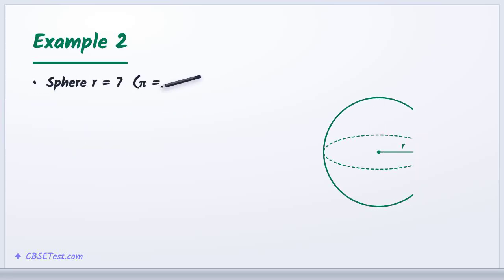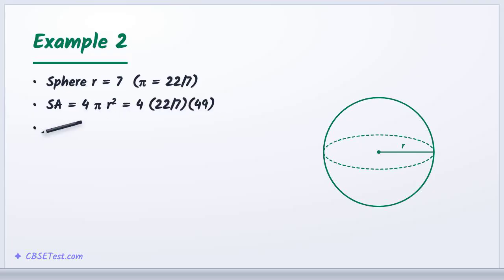For a sphere of radius 7, the surface area is 4πr². Again, the 7 cancels, giving 4 times 22 times 7, which is 616 square units.